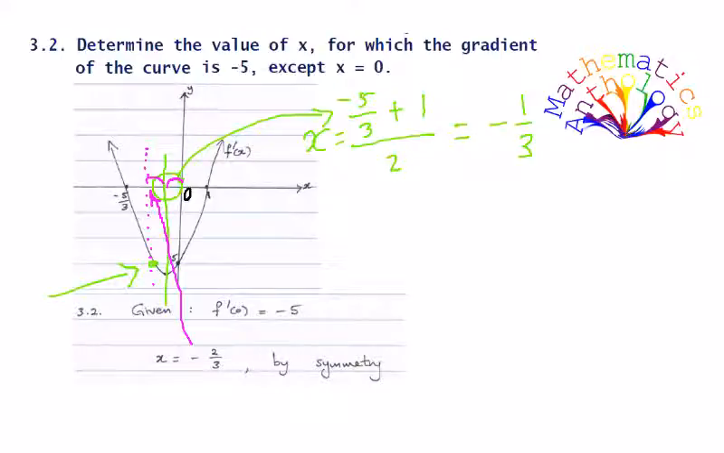So from the axis of symmetry, we need to move left again a further 1/3 units. So if we're moving a further 1/3 units from negative 1 over 3, we will end up with an answer of negative 2 over 3. So my x value, where my gradient of the curve would be negative 5 again, is x is equal to negative 2 over 3, and that would be by symmetry.